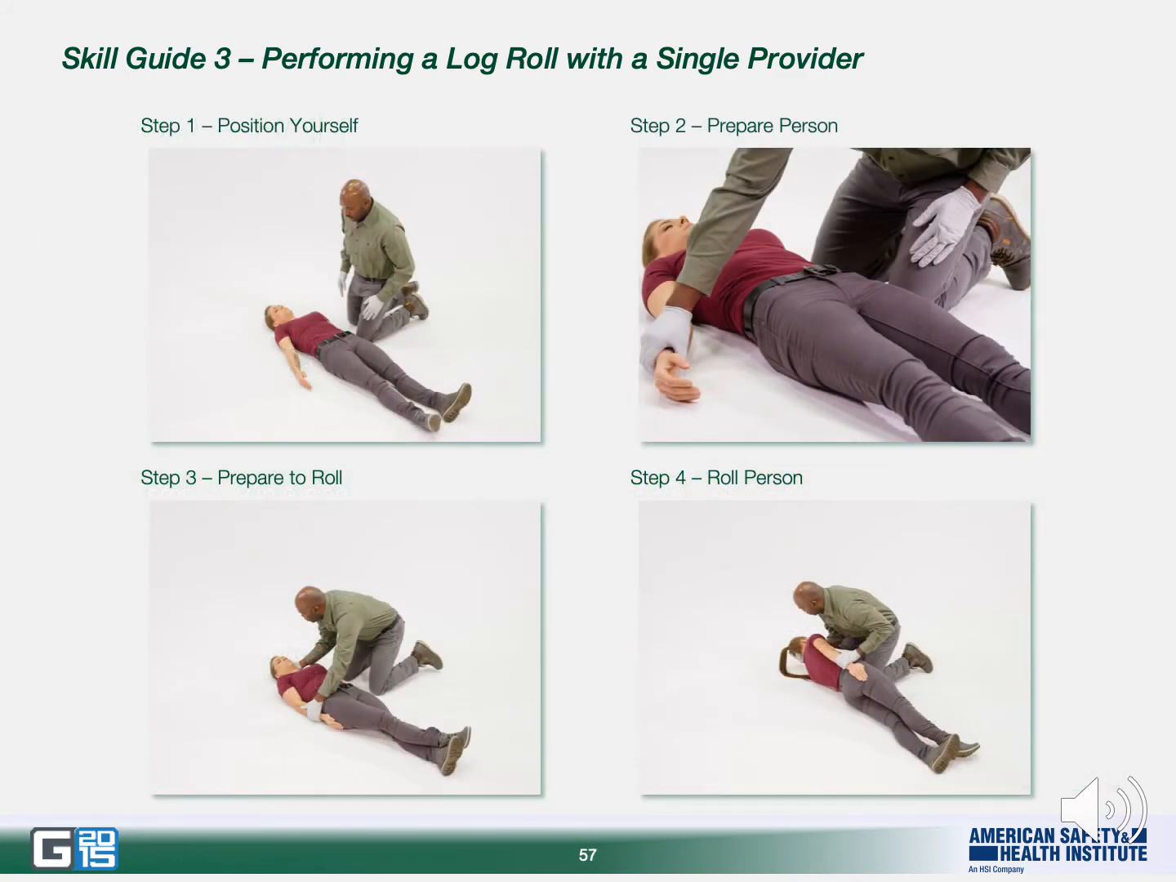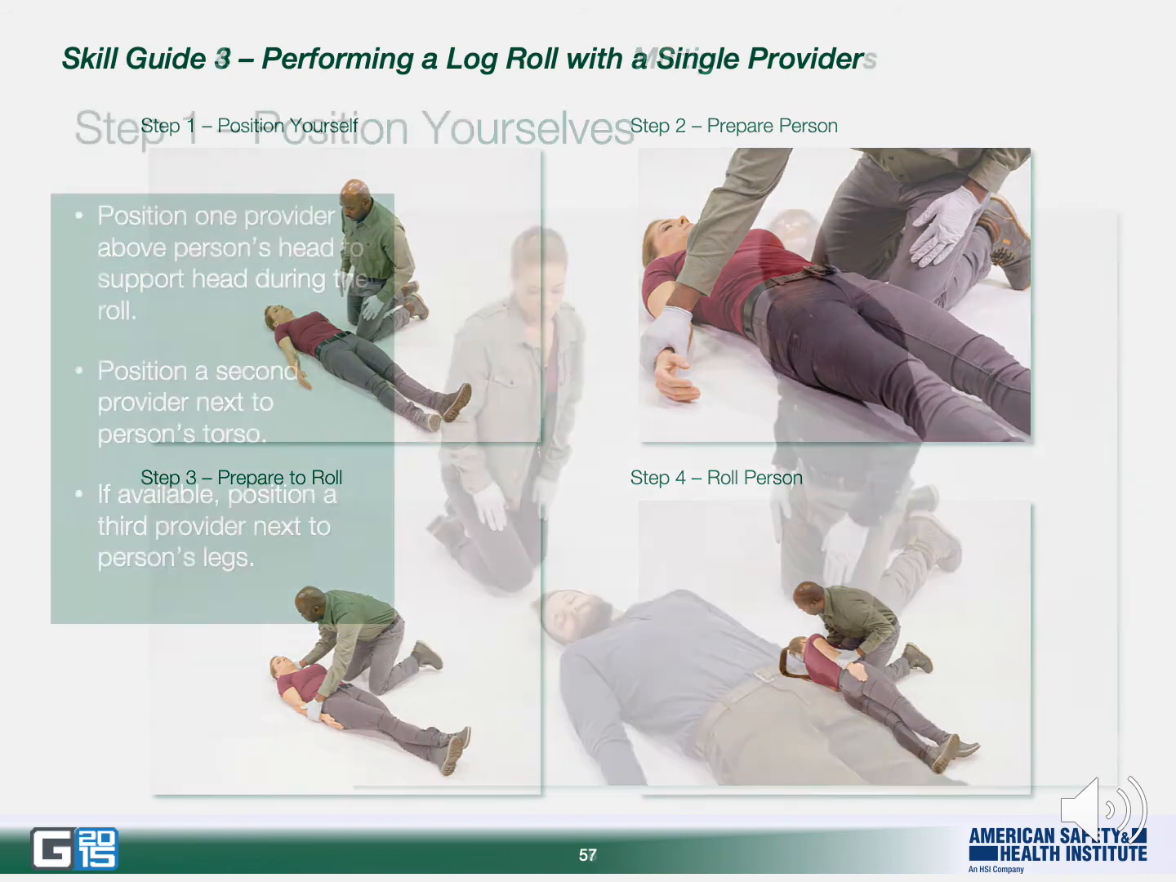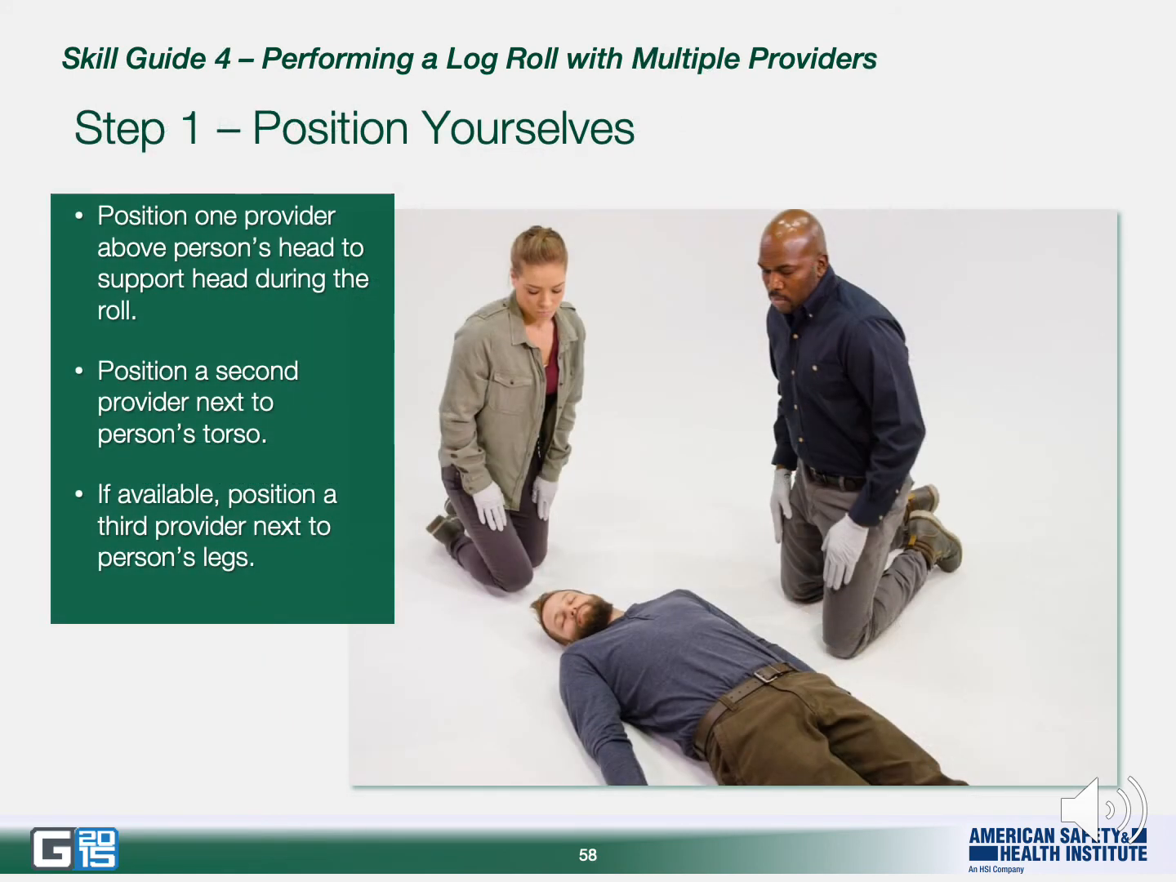All right, so those are just re-showing you the 4 steps that we talked about. So position yourselves. One provider above the head to support the head during the roll. The second, this is with a 2-person or multi-person, the second person positions just like the 1-person log roll. So he's getting his knees out around near the torso area. He's bringing the guy's arm in close to his side.